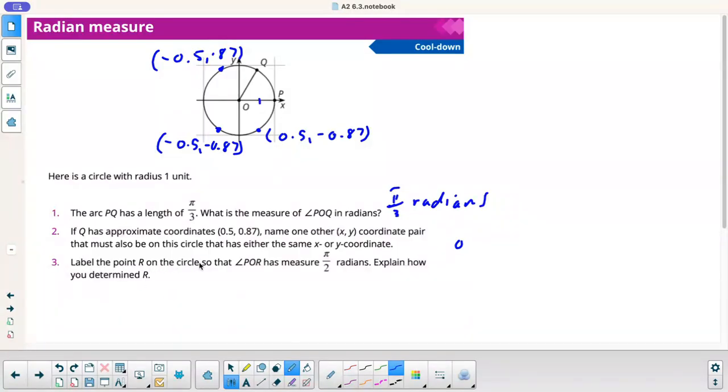Label the point R on the circle so that angle POR has a measure of pi over 2 radians. So half a circle, 180 degrees, equals pi radians. If I divide them each by 2, I would say 90 degrees is pi over 2. So I'm going to put that right up there. And this is point R right there.